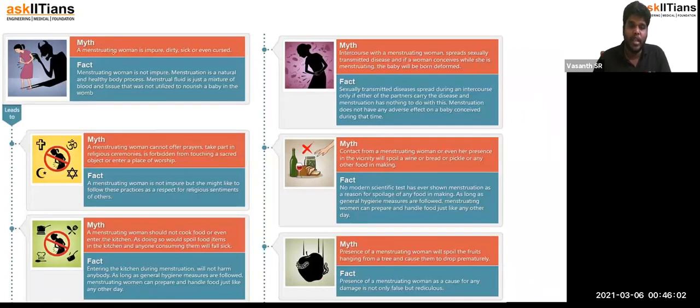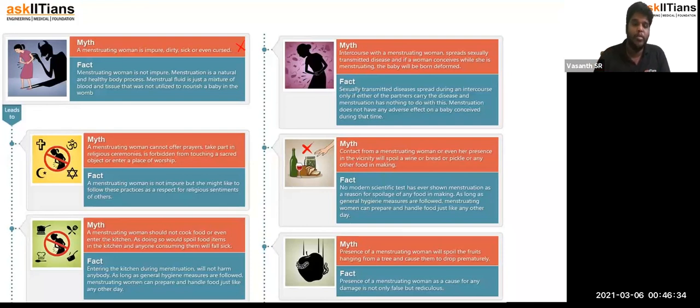So the myth is that a menstruating woman is impure, dirty, sick, or even cursed. That's actually a myth. Why do we say it's a myth? When you call menstruating people impure, it is just a natural body response with respect to failure of implantation. When something that the body prepared for has not happened, then it is obviously a natural process. So there is nothing to be impure, dirty, or even cursed about.